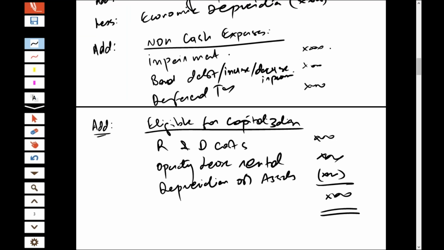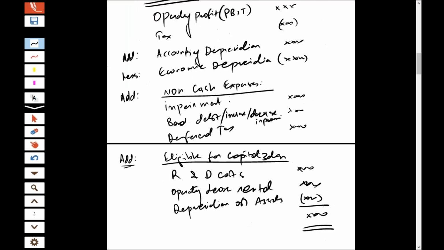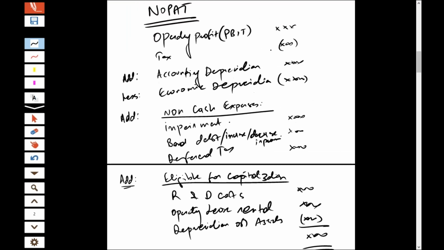This is increase, decrease in provision. Now let's try to discuss. First of all, let's keep in mind that you are trying to establish NOPAT. And the concept of establishing NOPAT is that the NOPAT is majorly a cash figure.